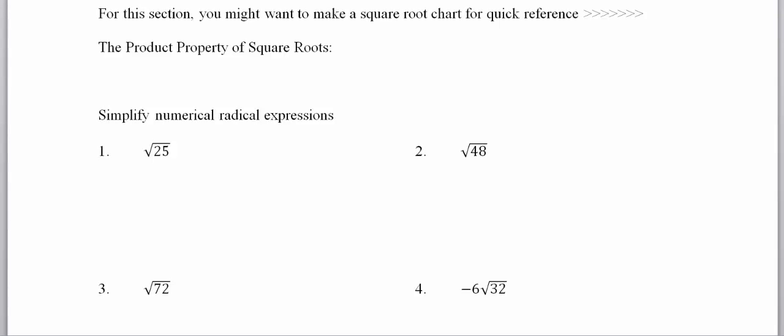This is Mark Anderson for Kellogg Community College, and today we're going to look at simplifying radicals.